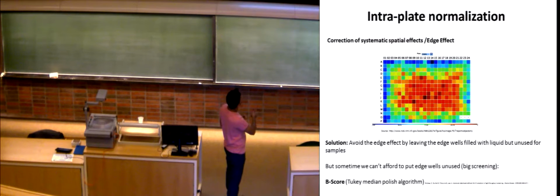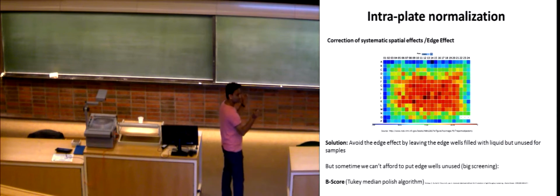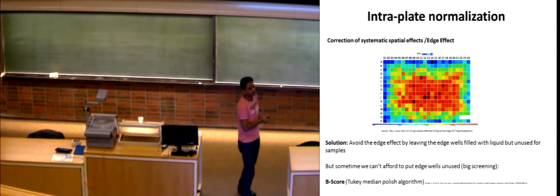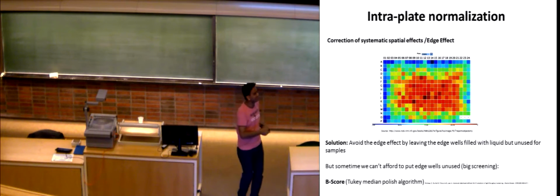The solution is that you avoid edge effect by leaving the edge wells, just not putting any samples over there. Or if you cannot avoid it, because if you are going for a big screening, then one cannot afford to lose these positions, then one can use a B-score. It's called the Tukey median polish algorithm. Right? It's a bit complicated, right? So rows and columns and things, we're not going to see that.